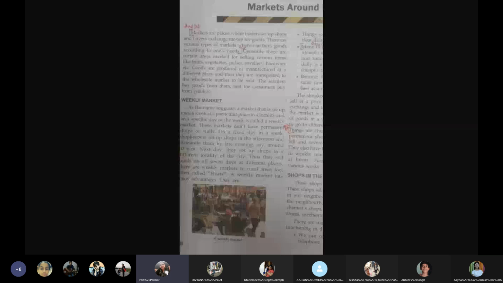There are various types of markets where one buys goods according to one's needs. You all must have seen there are various types of markets. Then there are certain markets only for clothes. Then there are certain markets only for grocery and vegetables, etc. So there are different kinds of markets pertaining to the needs of the people. Generally, there are certain areas marked for selling various items like fruits, vegetables, pulses, jewelry, hardware, etc.